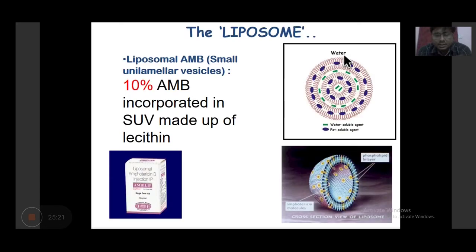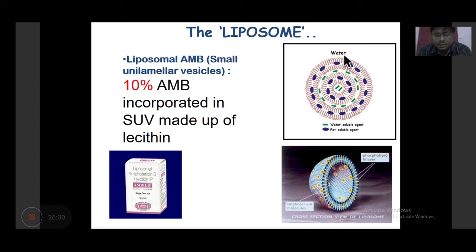Then comes the liposomal amphotericin B, which is made of small unilamellar vesicles. Actually, this is one of the greatest examples of nanotechnology, which is nowadays booming because of its targeted approach to the tissue, less toxicity, more efficacy, and very few side effects. But obviously, the cost is one of the problems. So 10% amphotericin B is incorporated in these small unilamellar vesicles, which are made up of lecithin. So 35% ABLC, 50% ABCD, 10% liposomal amphotericin B. This is the difference in these three.